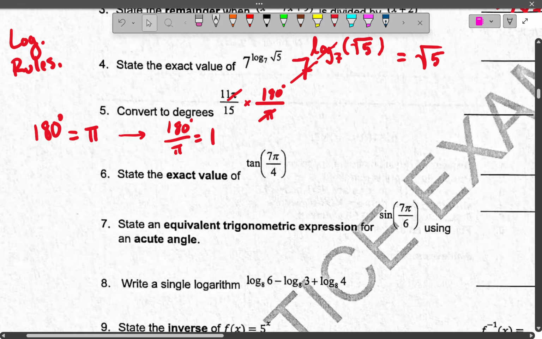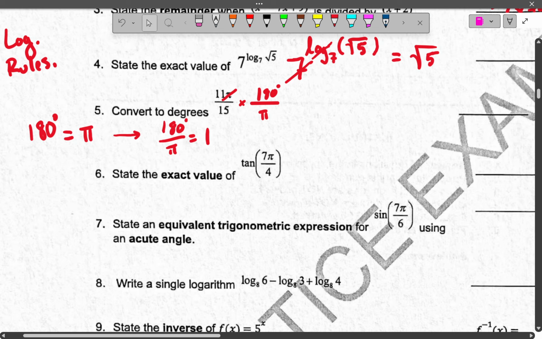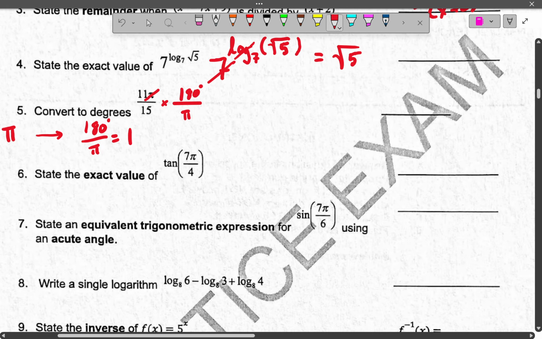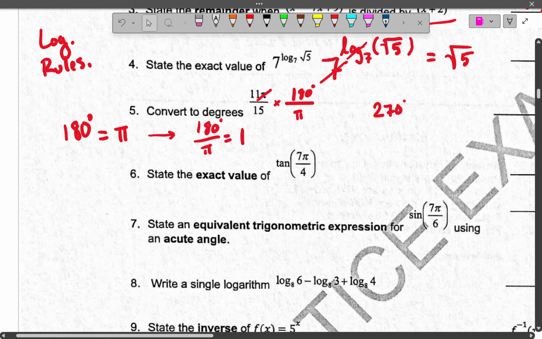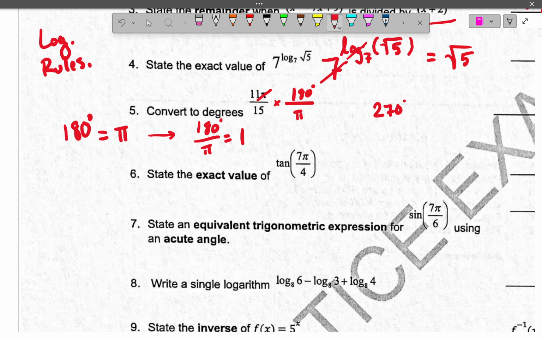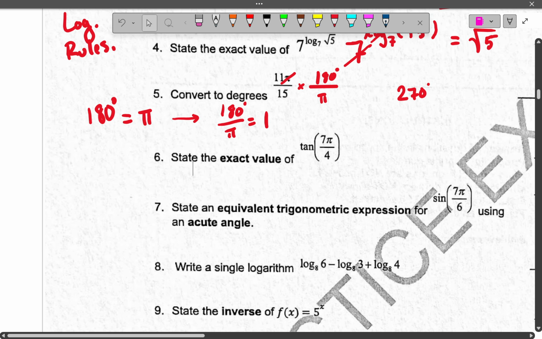If you were asked, though, the other way, so maybe you're given like 270 degrees, and you're asked, please convert this into radians. Rather than writing it like this, where I'm going to be using this fraction of 180 divided by pi, I can also rewrite this as pi divided by 180 degrees is also equal to 1.